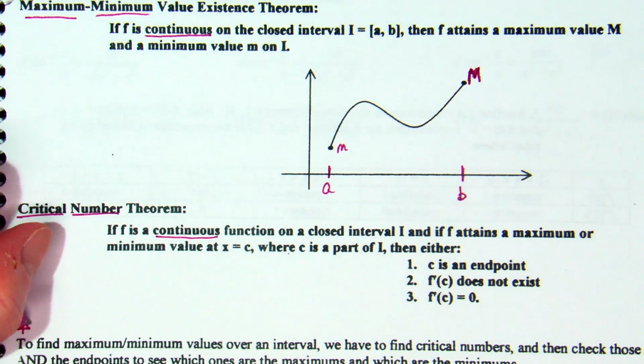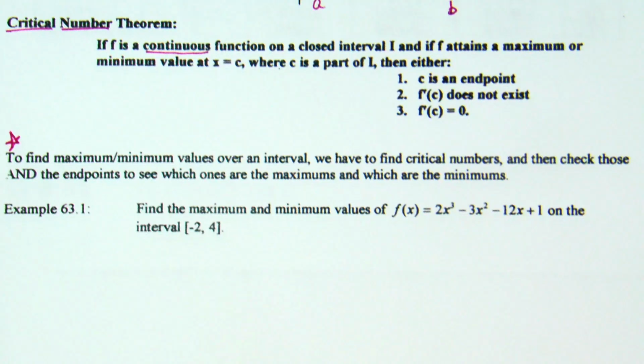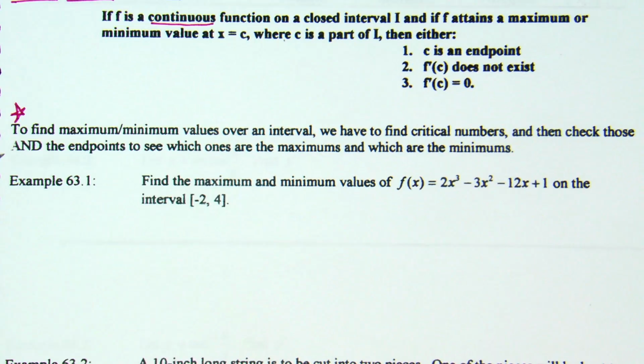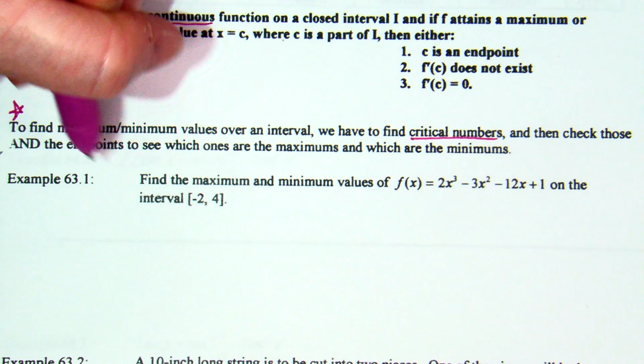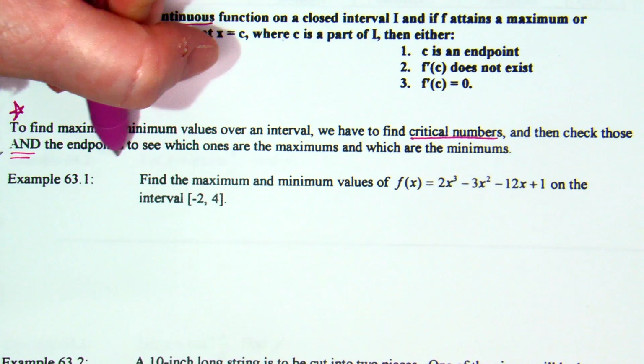To find maximum and minimum values on an interval, we have to find critical numbers and then check those and the endpoints to see which ones are the maximums and which ones are the minimums. You know, we've talked before, sometimes you just get one critical point. And if they're asking you to maximize something, we kind of fall into the trap of, oh, there's only one critical point, they want us to maximize, that's got to be it. This is going to be more the scenario of multiple critical points. Where's my min? Where's my max? Okay, so we have to check the critical numbers and endpoints to see which ones are maximums and which ones are minimums.